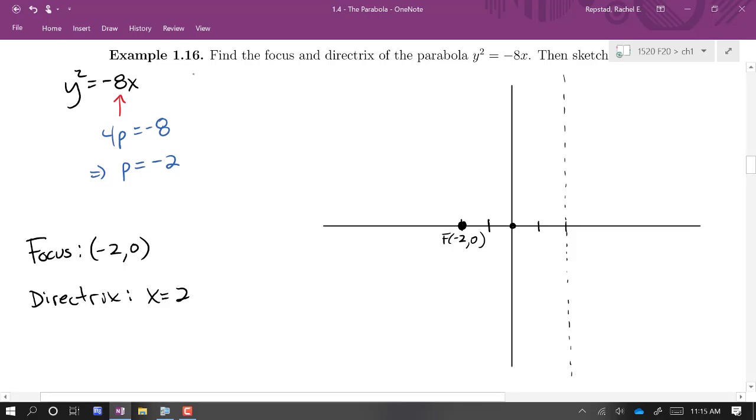And we can make our sketch a little bit more accurate if we get a couple more points. Let's say if x is equal to negative 2, we'll get a couple of y coordinates. Then y squared is negative 8 times negative 2, which is 16, and that means y is plus or minus 4.